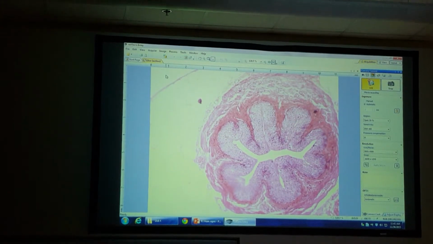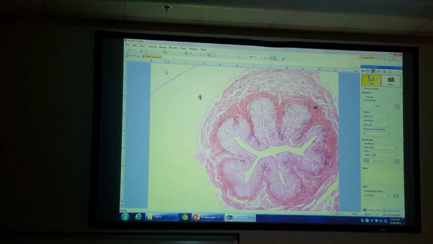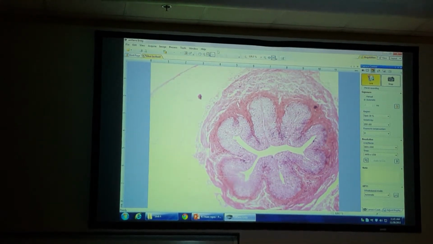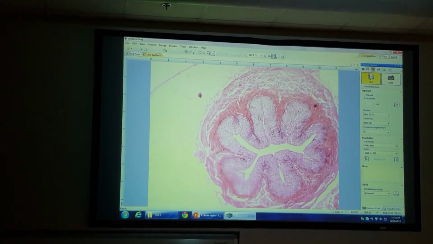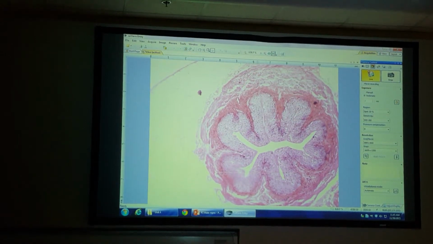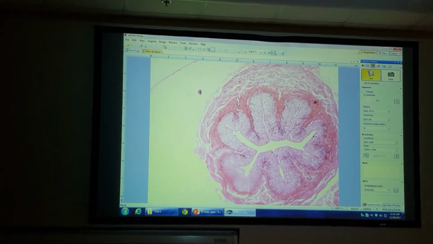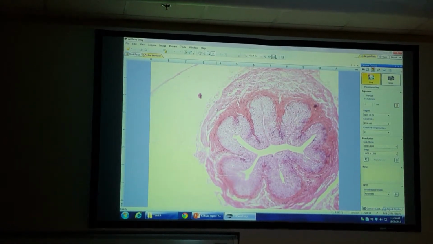what organ am I looking at? Ureter. That's the ureter right there. So the ureter, you're seeing it in cross-section. Name this layer. Transitional epithelium. Name this layer. Lamina propria. Name this layer.